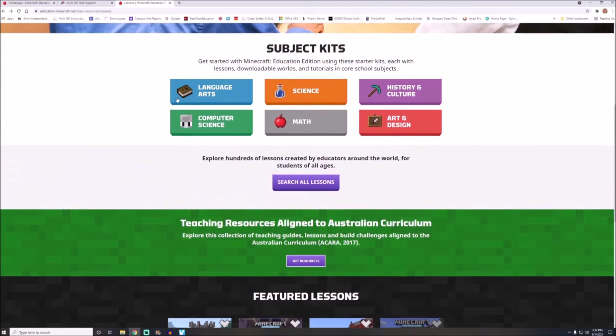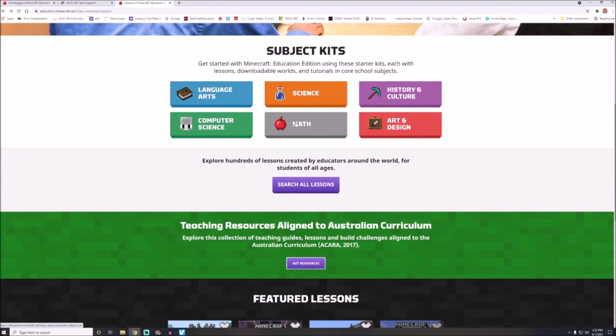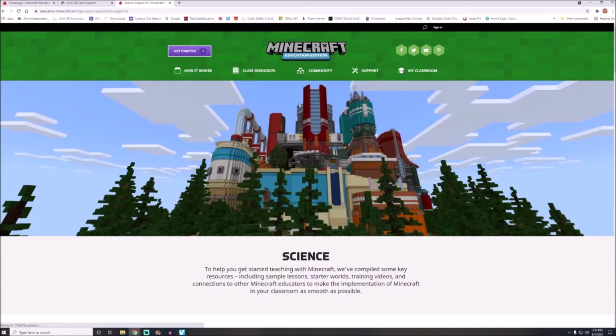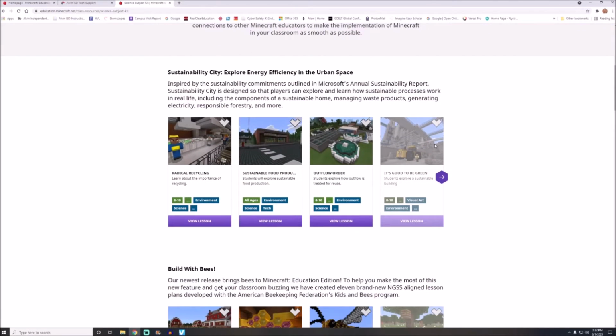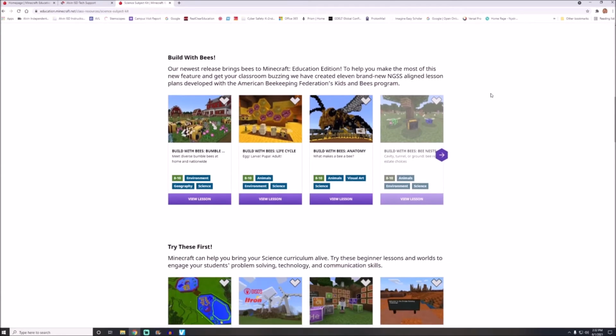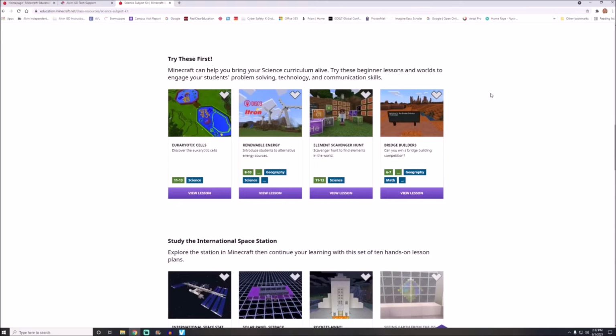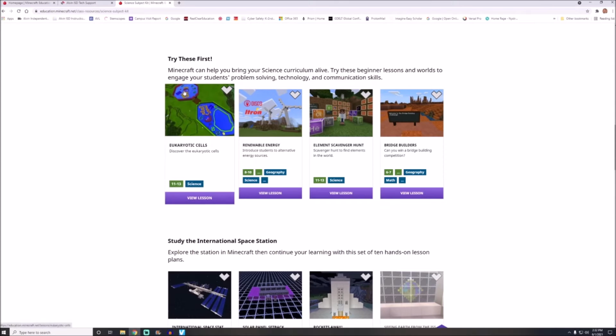Let's take a look back here. That would be done under Search All Lessons. But we're going to look at science next. Science also includes first some lessons with Sustainability City, and these will cycle from time to time what this first section of lessons contains. Now we're featuring next Build with Bees. This is the Try These First section for science.